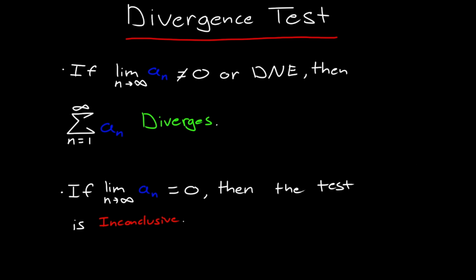So why would we use a test that has a chance of being inconclusive? Well, we use the divergence test because it's extremely quick and simple to use. So now that we know what the divergence test is and its requirements, let's try out the divergence test on a problem.